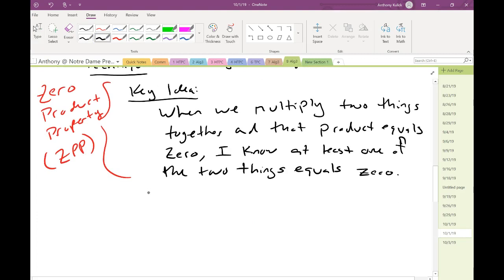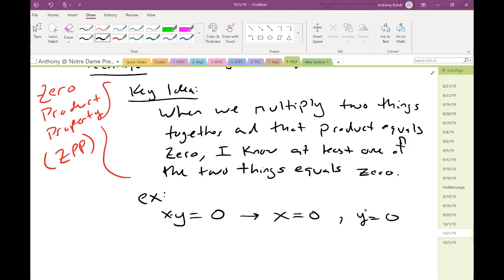So just to give you a symbolic example of what we're saying here. If I have two things being multiplied together like x times y, and they equal 0, that tells me that x is equal to 0 and/or y is equal to 0. This isn't true, though, for other numbers other than 0.